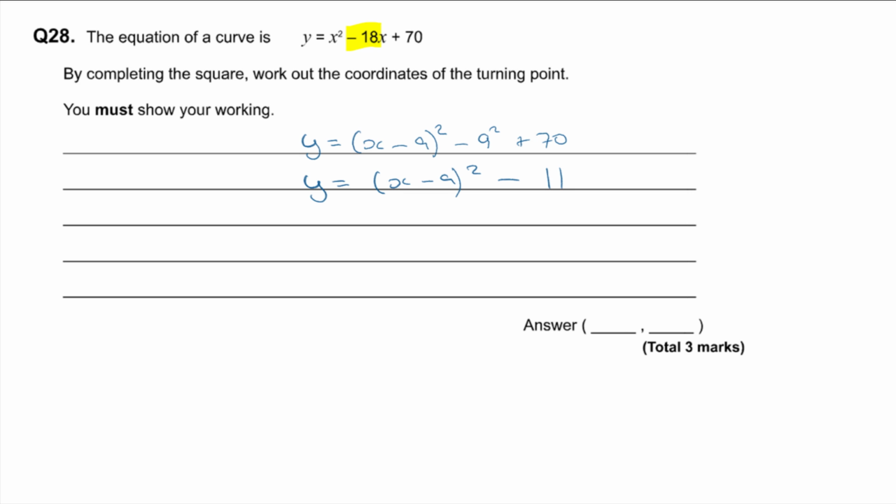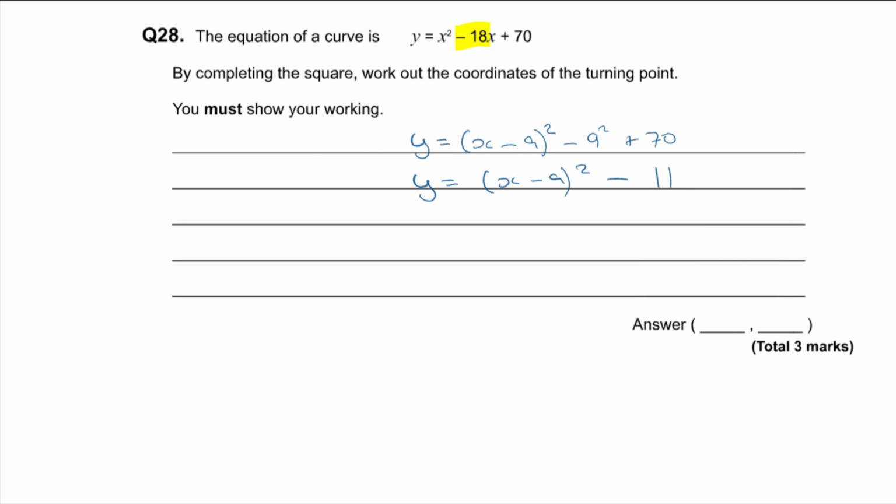So the turning point is going to be when this part of the bracket is going to be 0, and the value of x that makes that bracket 0 is 9. And when that bracket is 0, the y value is going to be minus 11.